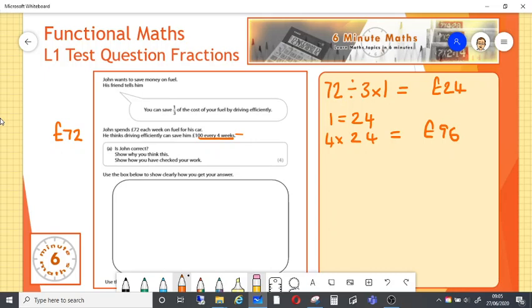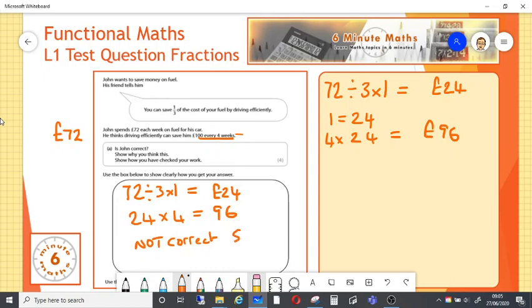So in your answer you would put 72 divided by 3 times by 1 equals 24. And then 24 times by 4 equals 96. So John is not correct. He'll save 96, but not 100. Okay. And there is another part to the question which a lot of people miss at the bottom, and it says use the box below to clearly show how you've checked your work.